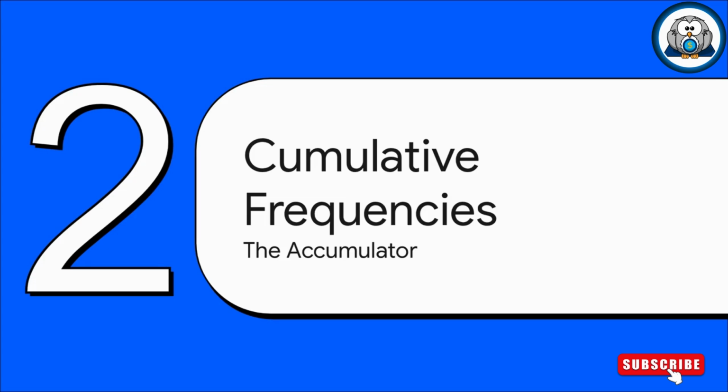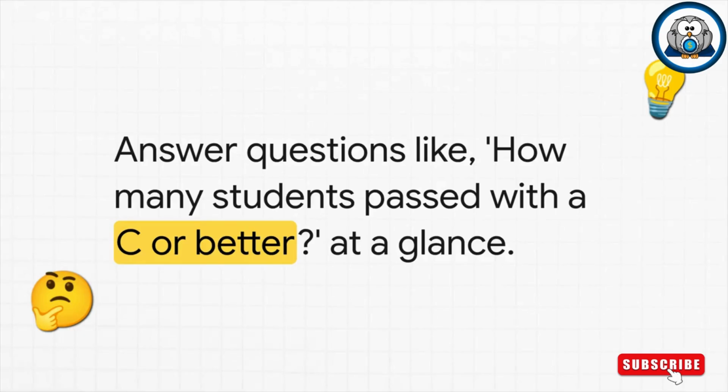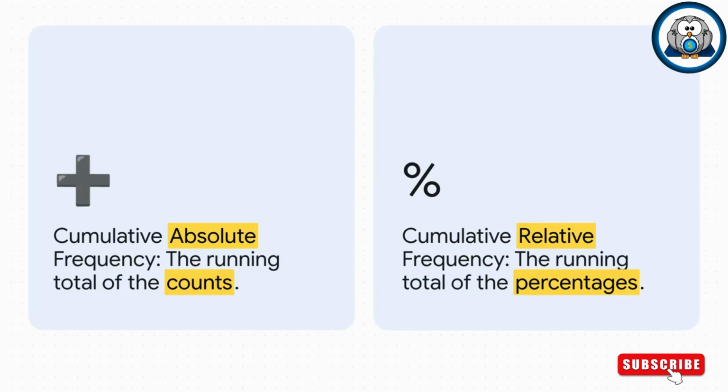That brings us to tool number 2, cumulative frequencies. Think of this one as the accumulator. Think about it. With our first table, if I asked how many students got a C or better, you'd have to stop and manually add up the A's, the B's, and the C's, right? Well, cumulative frequencies do that heavy lifting for you. It builds that running total right into the table, saving you a bunch of work and giving you those deeper insights at a glance.